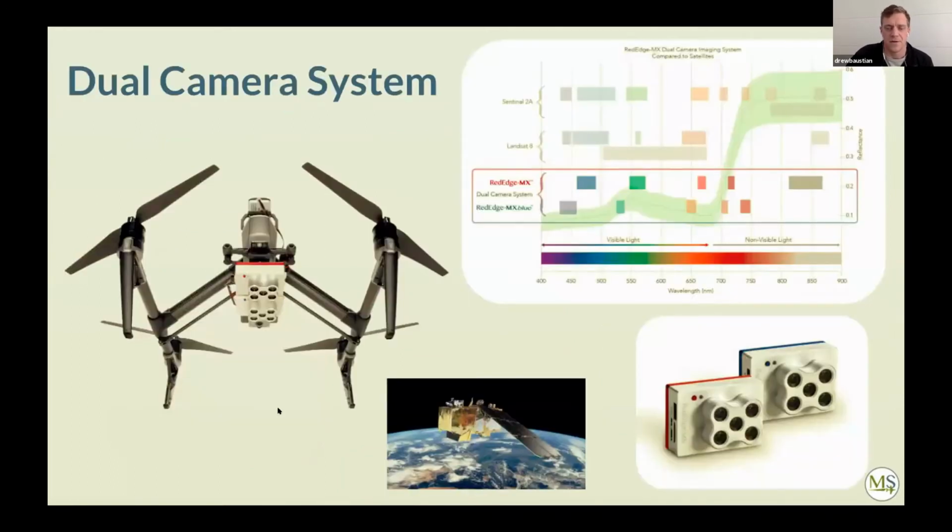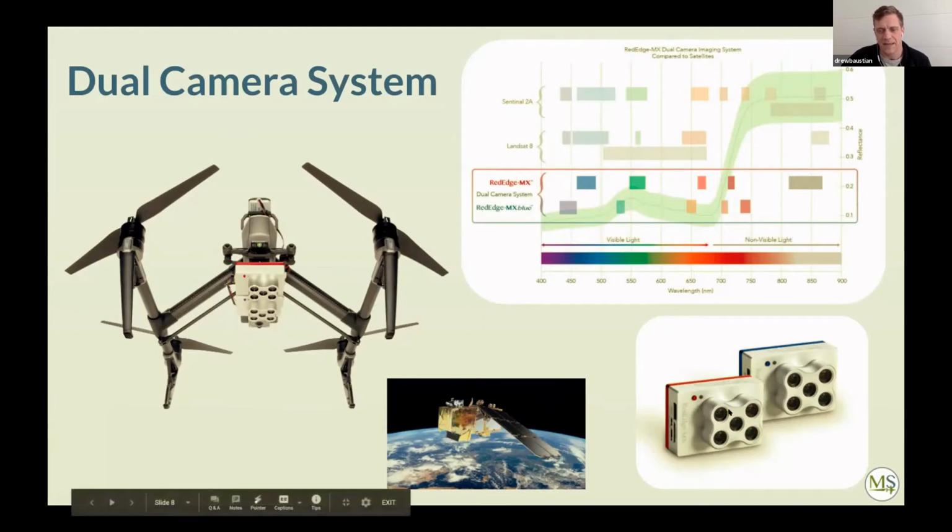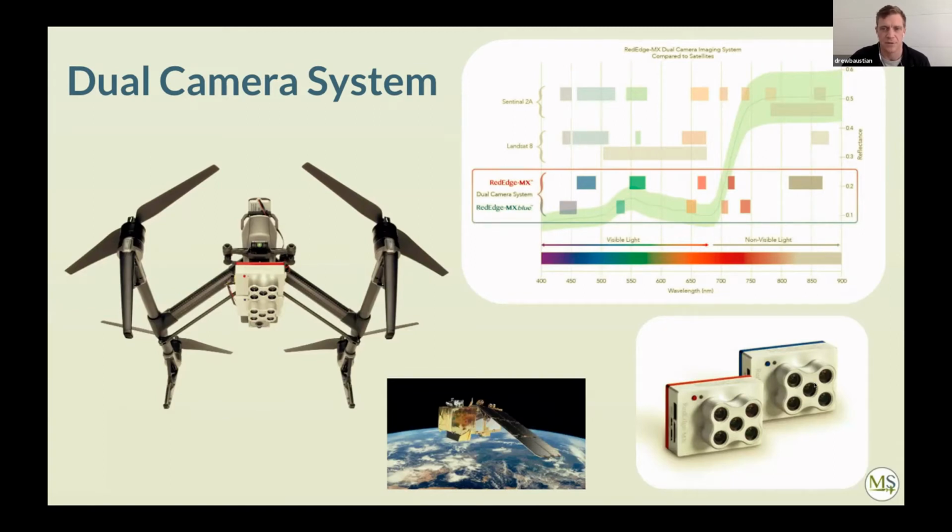And then the third and final product in our product family is the dual camera system. What we did here was we took the Red Edge MX, the first camera that I showed you, and we created 5 new filters to capture 5 new spectral bands, and we call it the Red Edge MX Blue. Then we paired those together so that they're synchronized in their capture. Every time the camera triggers, it's taking 10 images, and we can align those 10 images, and we've got a 10-band data set instead of a 5-band data set.